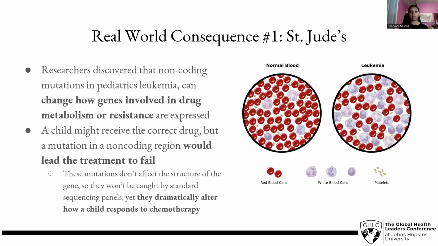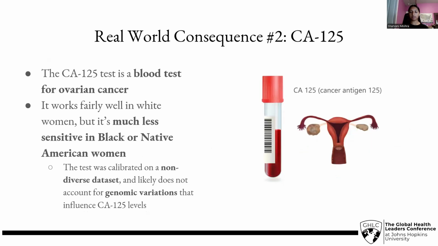This means a child might receive the correct drug, but if a mutation in a non-coding region is turning off a key sensitivity gene or activating a resistance gene, the treatment could fail. These mutations don't affect the structure of the genes, so they wouldn't be caught by standard sequencing panels, yet they dramatically alter how a child responds to chemotherapy.